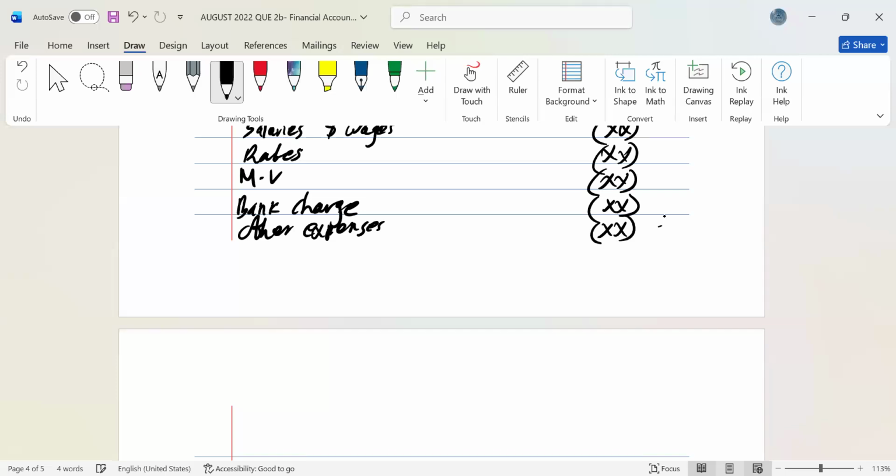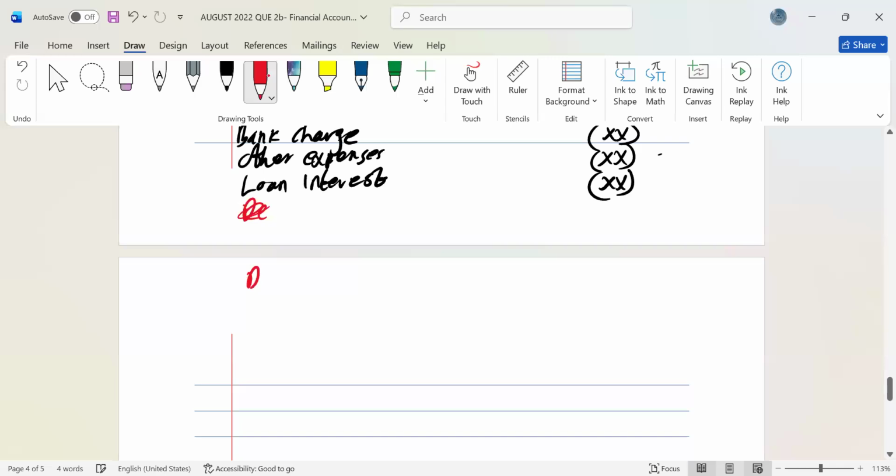So from this, now we can also have our loan interest. We had loan interest, right? You bring it there. Now from there, we can also have something to do with the depreciation. So for depreciation, I want us to have it as a title here.